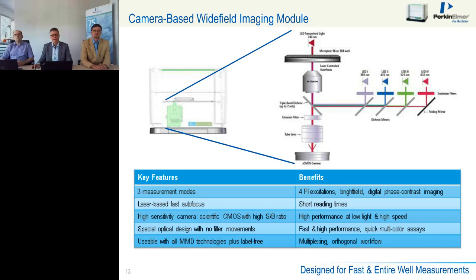Here you find our CMOS camera, and the CMOS camera helps us to have high performance at low light and high speed. This is a special optical design. You will get more details from Norbert in the next part of our presentation. And of course, you can combine the imaging modules with our conventional multimode detection.